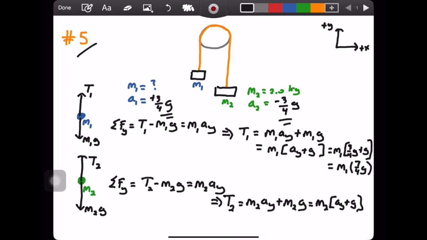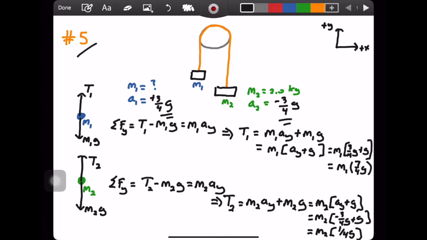The acceleration in the y direction for the second mass is -3/4 G. So you can think of this as M2 times -3/4 G plus G. So this is -3/4 G plus 4/4 G. So this is going to be equal to M2 times 1/4 G.